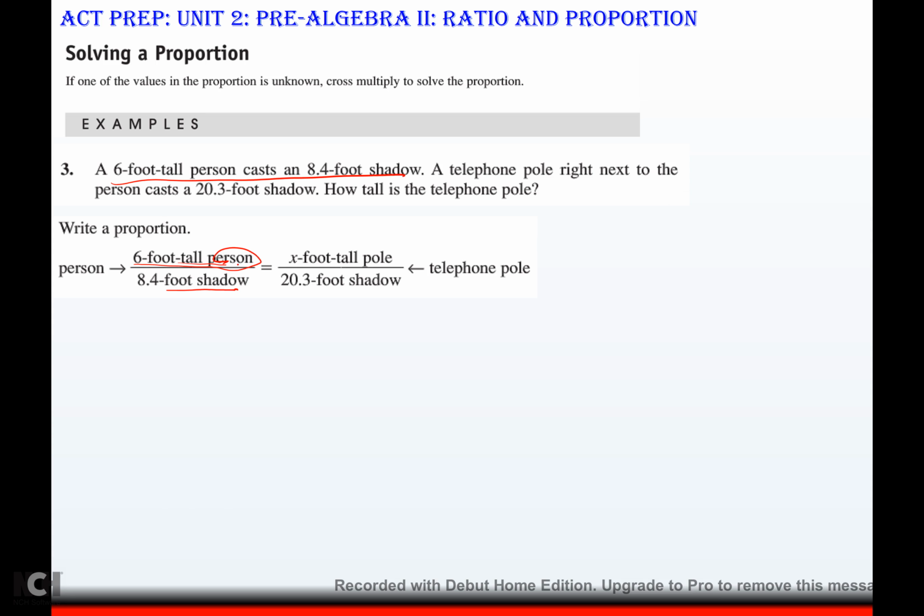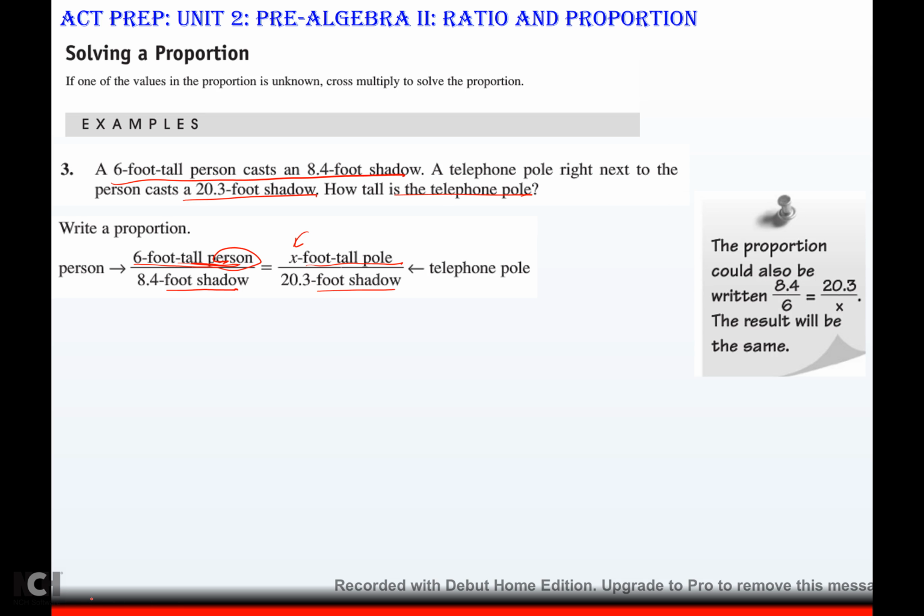If the height of the object is on top over here, then the height of the object has to be on top over here. So it says how tall is the telephone pole. That's my unknown, but it does tell me the length of the shadow that the pole casts. So there's my proportion. Oh, this is interesting. Again, if you put the shadow over the height of the person, that's fine, but then you'd have to switch this one, and the length of the shadow would have to be on top for the pole too. You set it up however you want. As long as the words match, you can't mess it up.